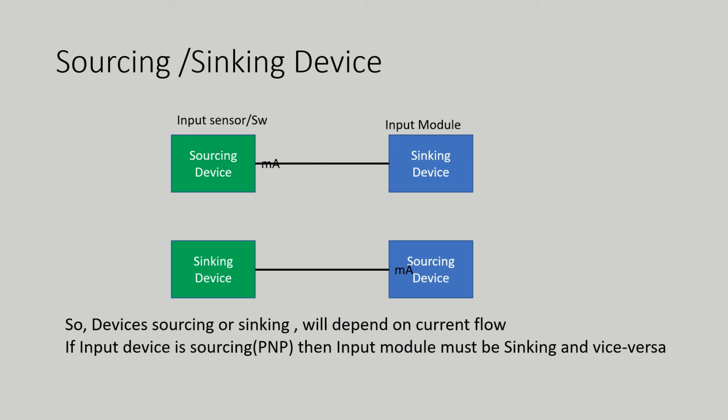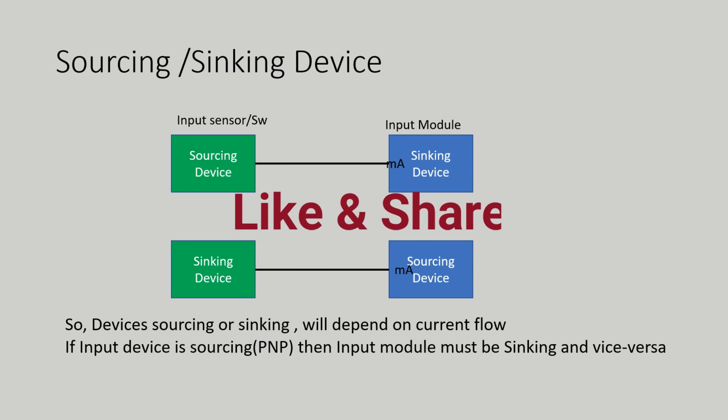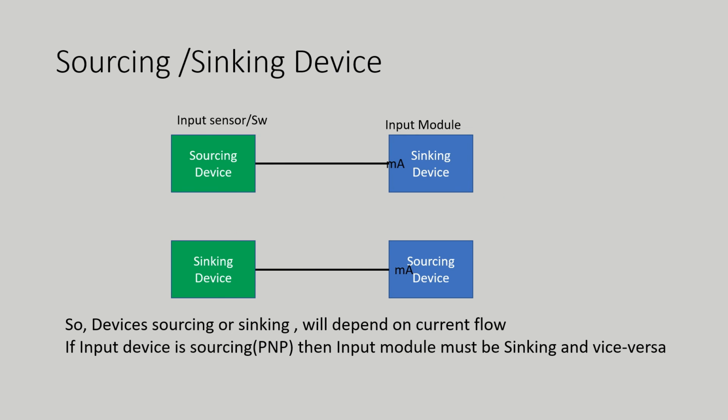So if current flows into the input module, then the input module will be sinking, and if the current flows out of the input module, then the input module will be sourcing. So sourcing and sinking depend on the current flow. If the input device is sourcing, then the input module must be sinking and vice versa.